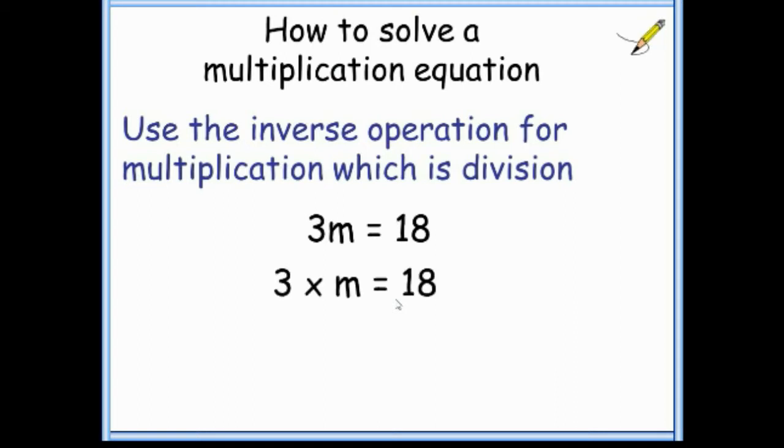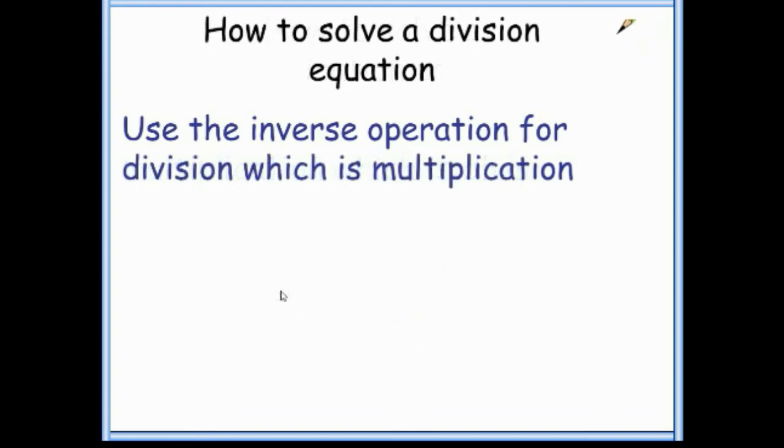So I need to get rid of 3 times. So what is the opposite of 3 times? Of course, divided by 3. Divided by 3 both sides. That's what I'll do. Top 3, bottom 3 cancel out each other. And 3 goes into 18 6 times. So m equals 6.